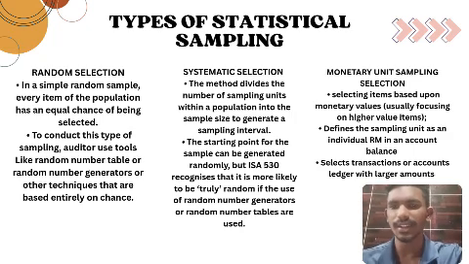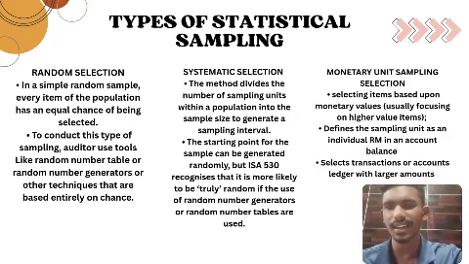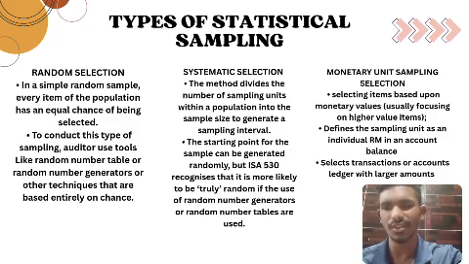The third one is monetary unit sampling selection. It selects items based on monetary values, usually focusing on higher value items. It defines the sampling unit as an individual ringgit in an account balance, and selects transactions or ledger accounts with larger amounts.